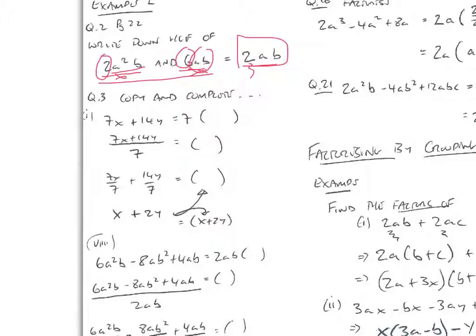Okay. Look at this one. Copy question 3, page 22. Copy and complete. So 7x plus 14y equals 7 times something. Okay. How do you solve that? You simply divide both sides by 7. So 7 and 7, they'll cancel, and we've our divide by 7 here. And that's the same as saying 7x over 7 plus 14y over 7 is what we're looking for. So they'll cancel, we'll get x. That goes in there twice, y. So our answer is x plus 2y.